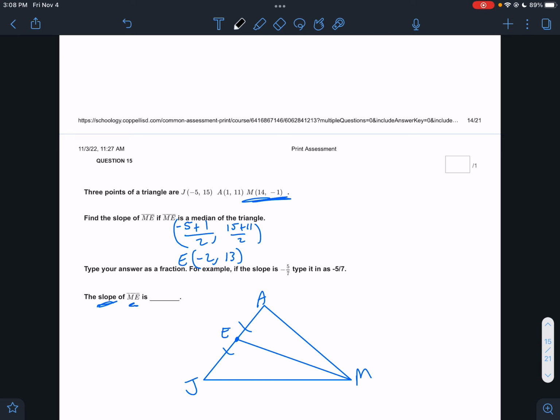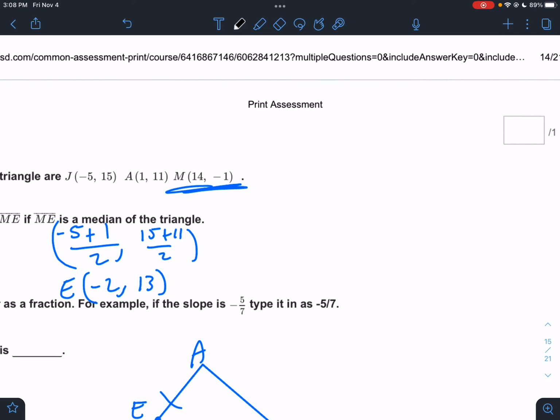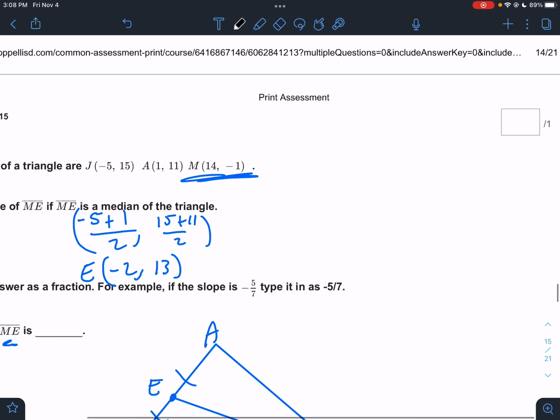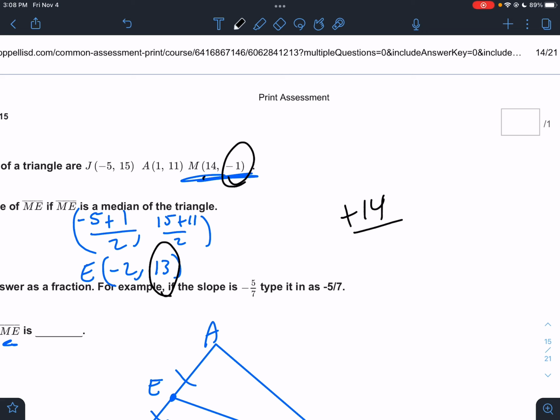Can we now get the slope of ME? Yeah, so we're going to do the rise. How do you go from -1 to 13? Well, you would add 14. How do you go from 14 to -2? You would subtract 16. And that'd be -7 over 8.